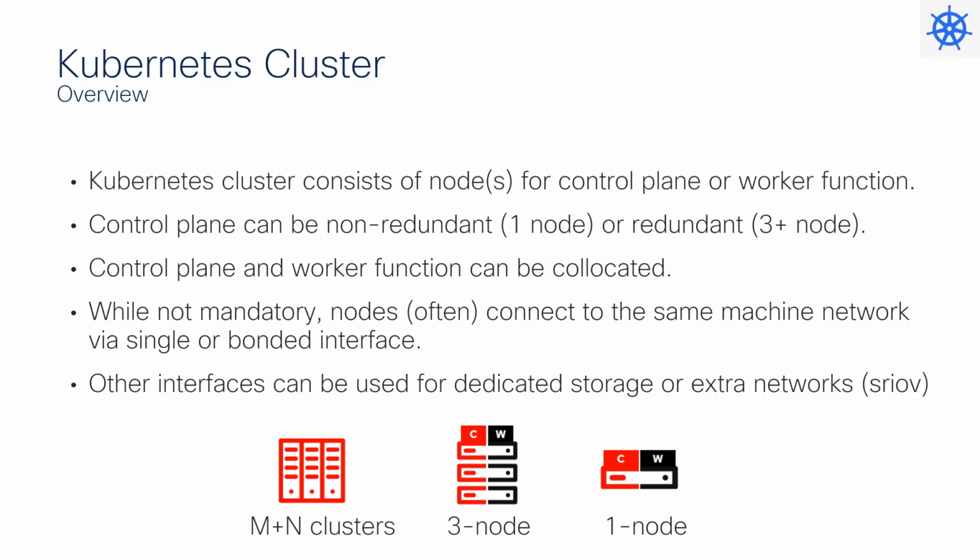The control plane can be non-redundant or can be redundant in 3 or more nodes. Control plane and worker functions can be collocated in certain scenarios. While not mandatory, nodes often connect to the same machine network via a single interface or a bonded interface. If there are other physical interfaces on the servers, they can be used, for example, for dedicated storage or for extra networks.